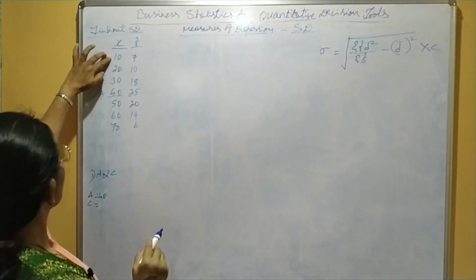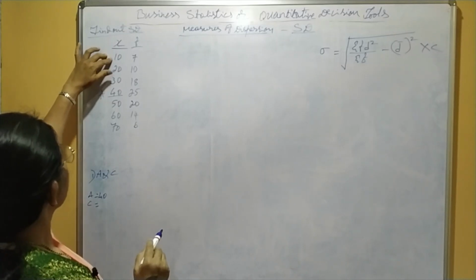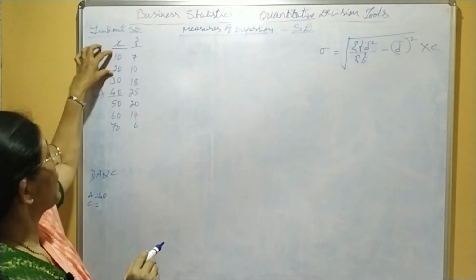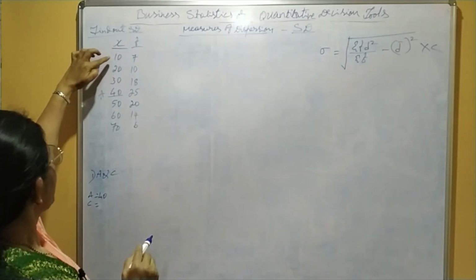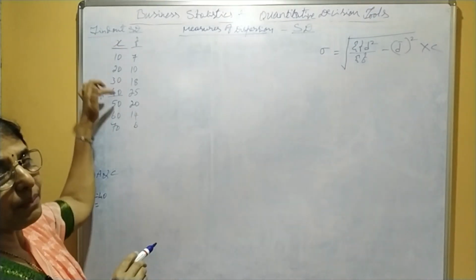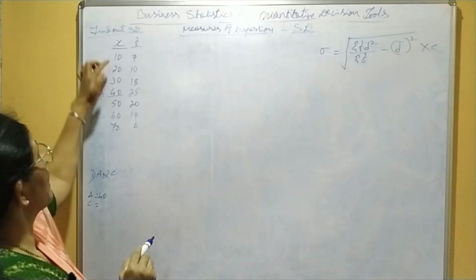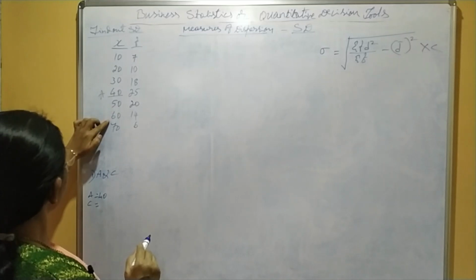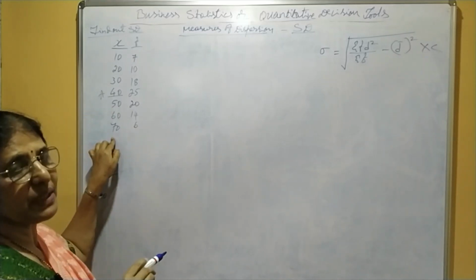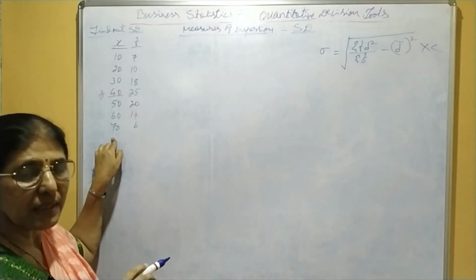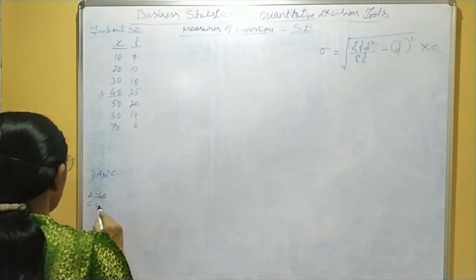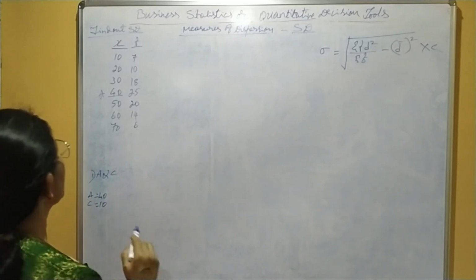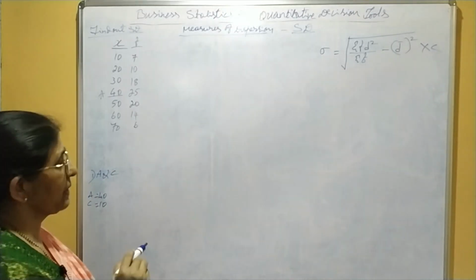Common increment means what? That is difference between the succeeding value of variable and preceding value of variable, or increment between the preceding value of variable and succeeding value of variable. 10 to 20, 20 to 30, 30 to 40, 40 to 50, 50 to 60, 60 to 70. Here difference or increment is 10. That is nothing but C, common increment among the values of variable.